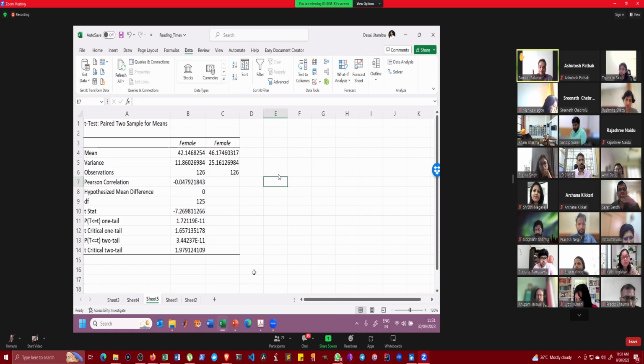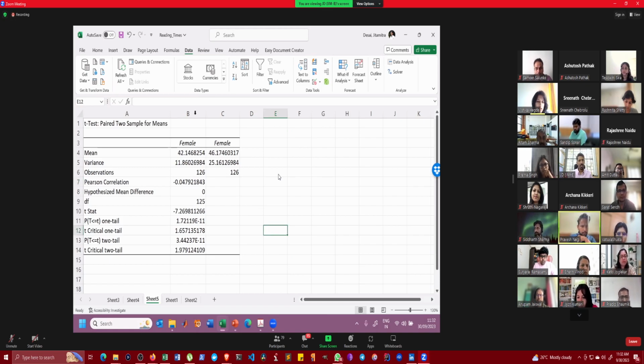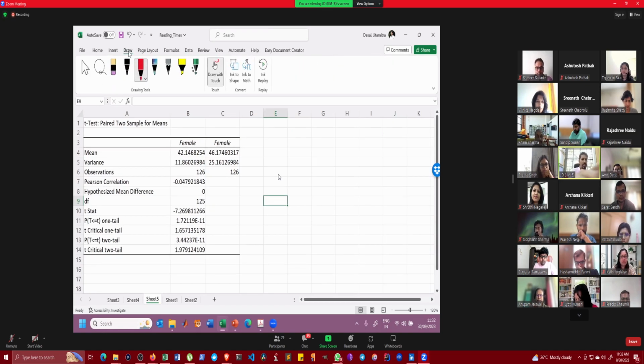Okay. Correct? So I'm basically then claiming that mu of females post-ad is 2 minutes more than mu of females pre-ad. Is everybody okay with this? Are we putting any value in hypothesized mean difference? 0. Okay. So what I'm doing here is the same thing. I'm checking my null hypothesis in this test: reading time before ad and after ad is the same. This is of course for females.